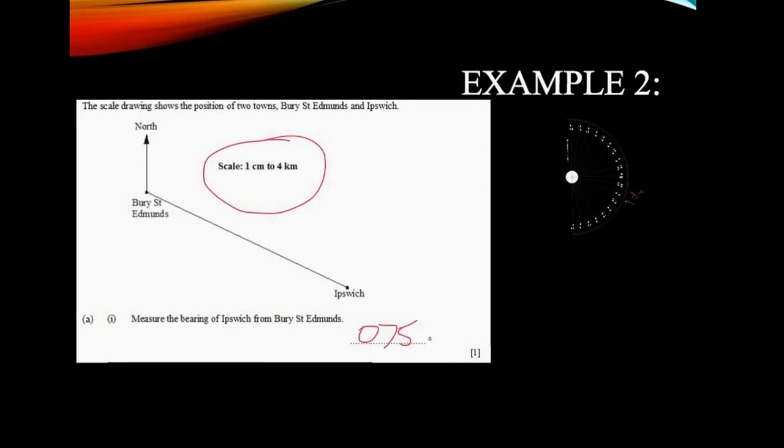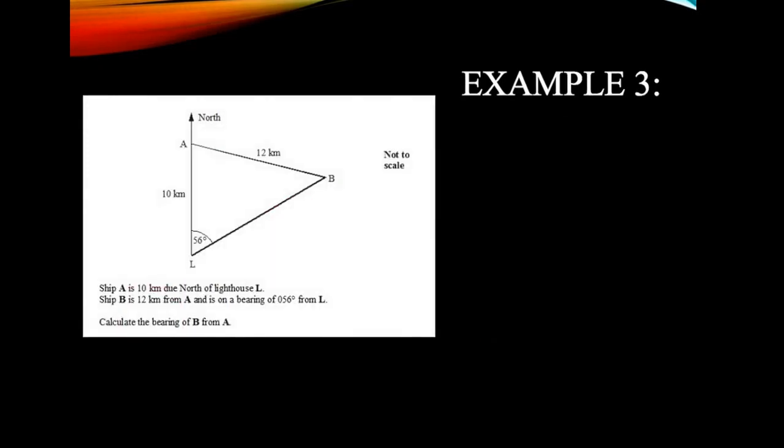The key things that you're looking for in these sorts of foundation questions are the word measure. If it said measure the bearing, we're using our protractor, compass, ruler, whichever, protractors and rulers, to make sure that we can actually physically measure them. If it said calculate, then we're going to have to do some maths in terms of using our angle facts. And here is an example of one of those where we're going to have to do some maths.